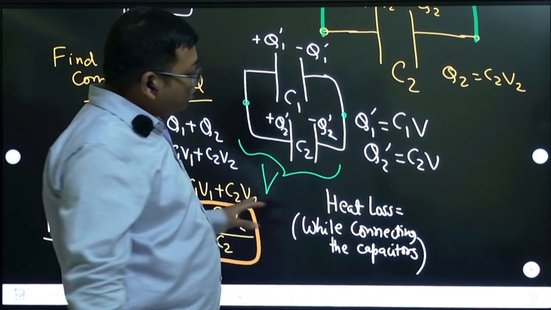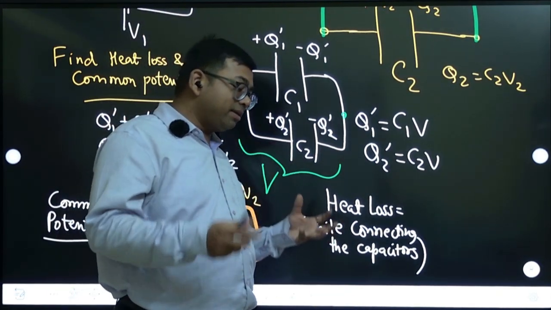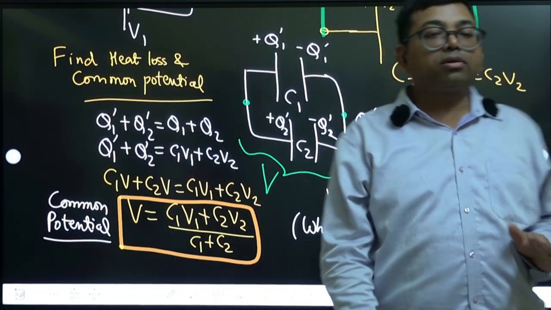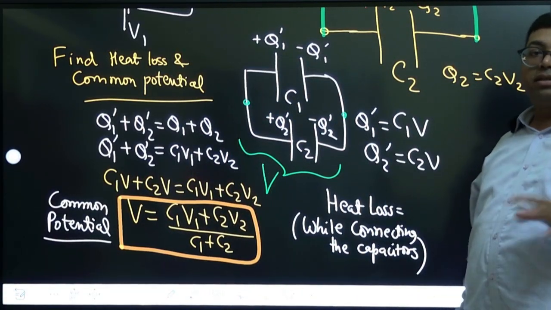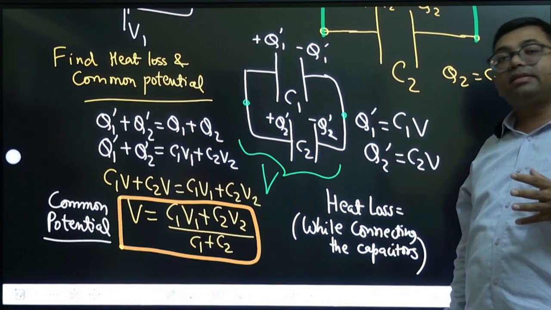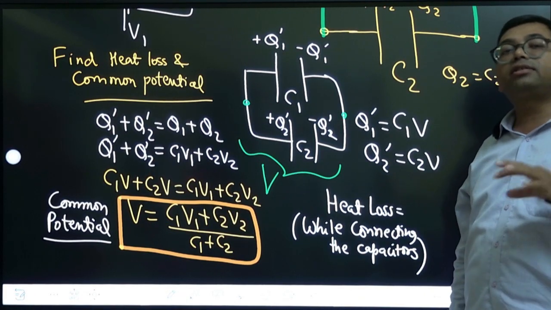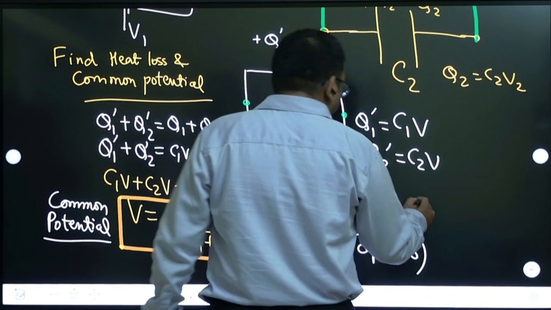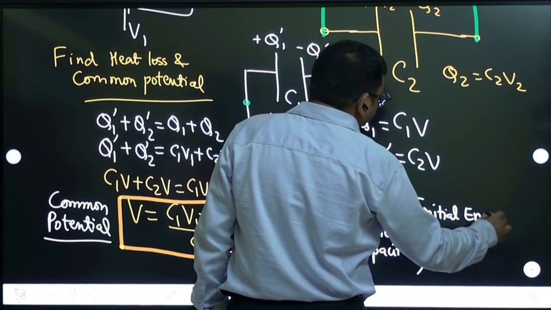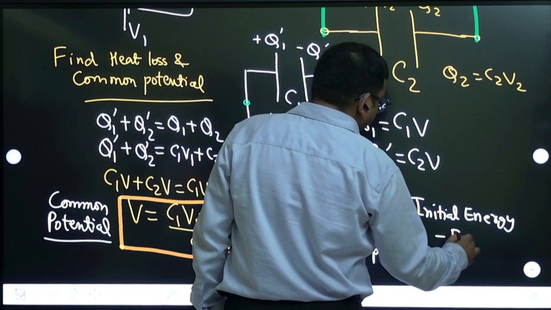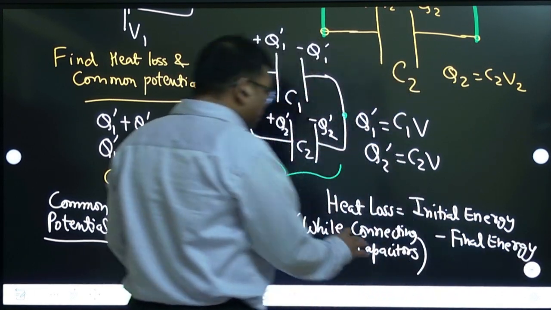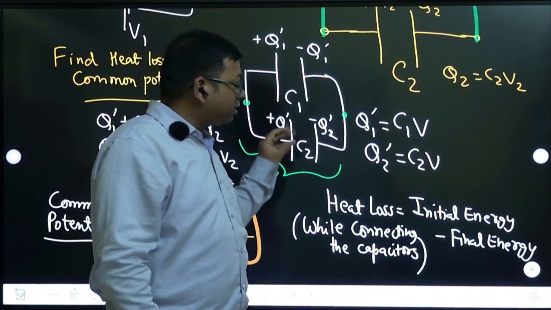Okay, so when you want to calculate heat loss, one capacitor and the other capacitor are just connected, and the battery is not involved here. So you can simply consider that heat loss means initial energy of the capacitors minus final energy of the capacitors, right? Heat loss here is simply initial energy minus final energy. This heat loss is during the connecting of the two capacitors.